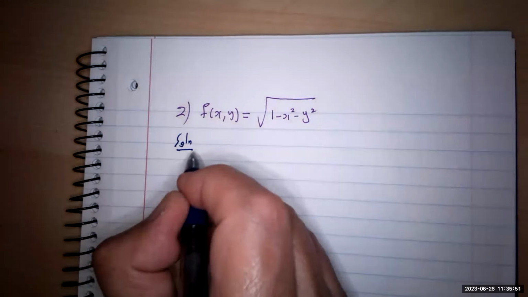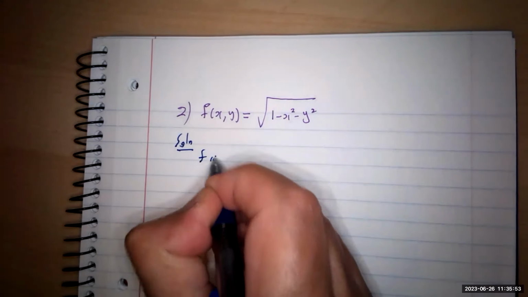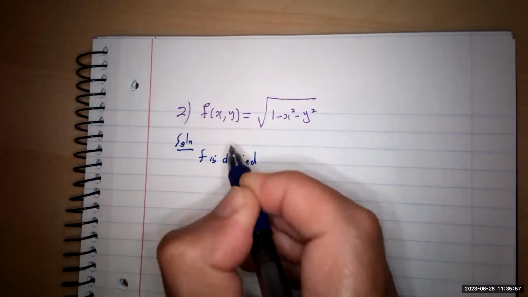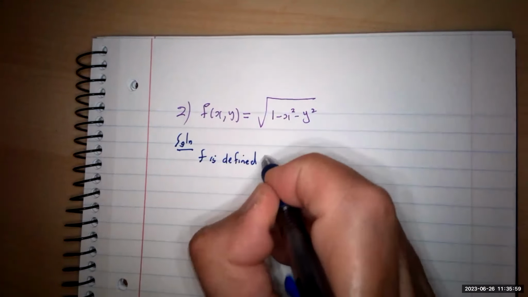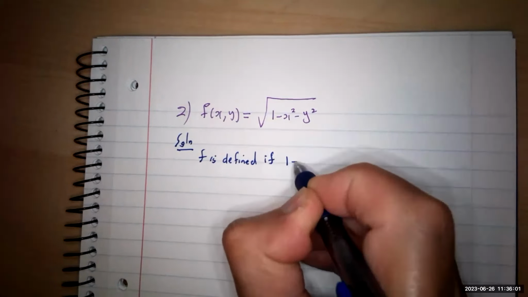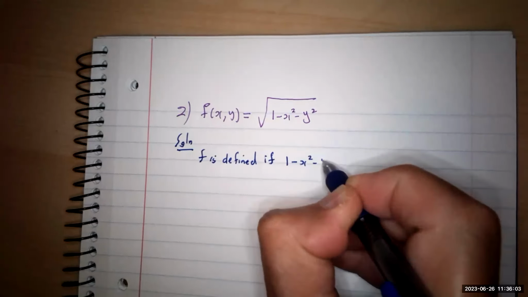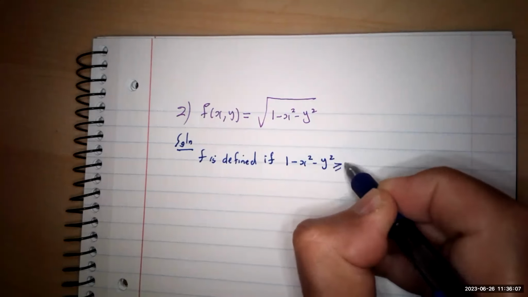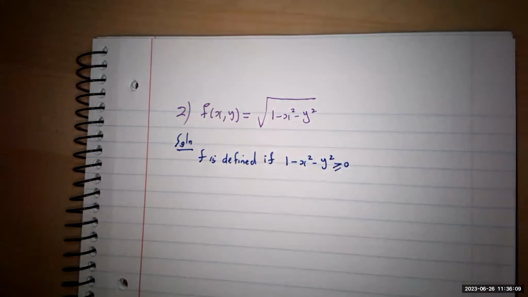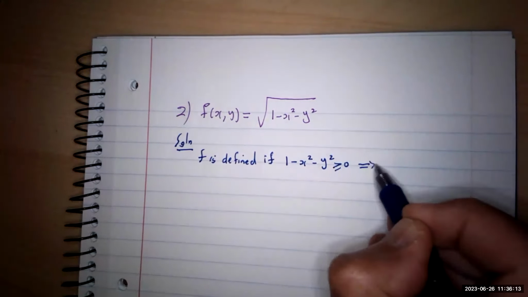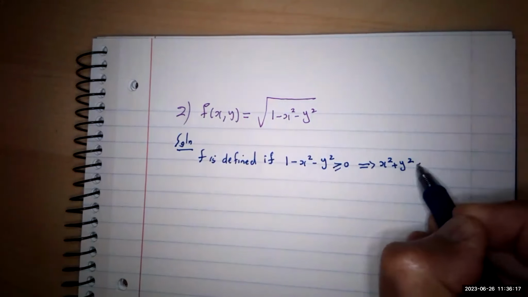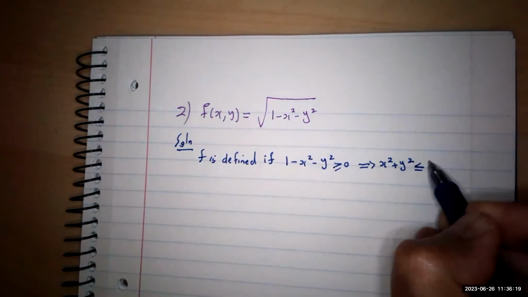Okay, so there you are. f is going to be defined if 1 minus x squared minus y squared is greater than or equal to 0. And you know this means x squared plus y squared is less than or equal to 1.